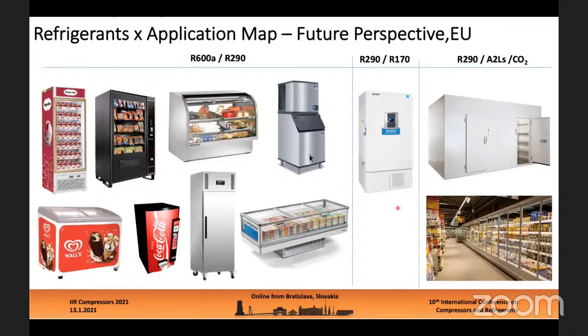Regarding the other systems, like cold rooms and remote systems, which require higher charges, they use the general safety standard EN 378 for their approval. Propane can be used for the smaller cold rooms, but for the larger cold rooms, we expect low GWP alternative refrigerants will be used. And CO2 makes sense for larger capacity supermarket systems above 5 kW.